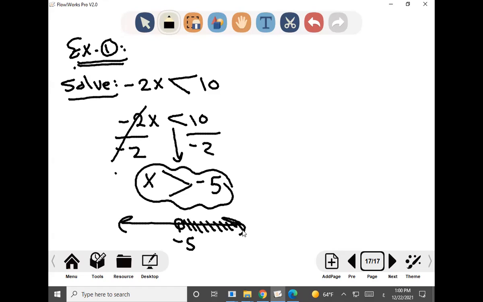Let's check the answer. Take a number more than negative 5, like 1. One is more than negative 5. Negative 2 multiplied by 1 is negative 2. So negative 2 less than 10, yes. But take a number on the other side, like negative 6. Negative 2 times negative 6 is positive 12. Is positive 12 less than 10? No. That's why this part has no solution. But all the numbers to the right of negative 5 are solutions. Got it? This is example 1.